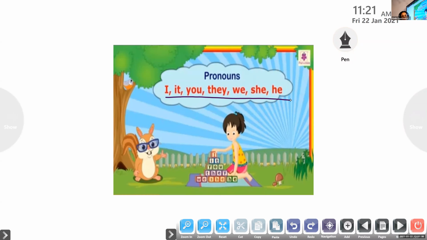These are the 7 main pronouns. When the slides are being displayed, I wanted all of you to read what is being displayed on the slide. It is I, it, you, they, we, she, he. Any order you can learn it. Okay? If this order is best, you can learn it this way: I, it, you, they, we, she, he.